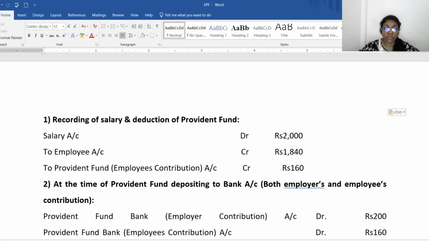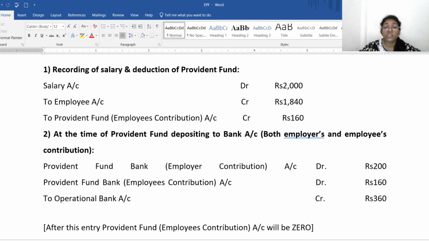At the time of the Provident Fund deposit into the bank, what will be the double entry? We are going to debit the Provident Fund bank account with the employer's contribution, that is 200, and we are going to debit the Provident Fund bank account with the employee's contribution, that is rupees 160, and finally we are going to credit the operational bank account, this together amounting to 360. So after paying to the Provident Fund, the payable account value will be 0.